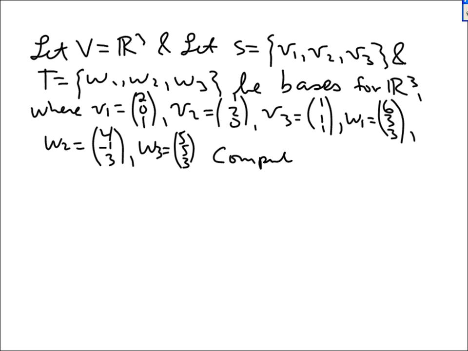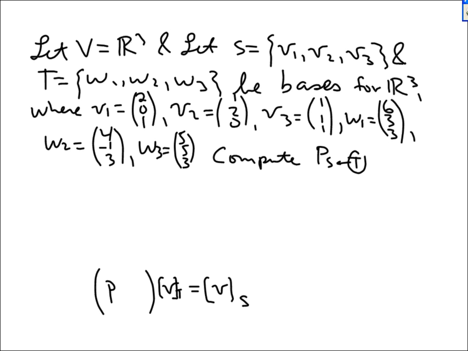Instructions are to compute the transition matrix from T to S. So basically, we want to find this matrix that when you multiply it by vector V, the coordinates of vector V with respect to T, you are going to find the coordinates for vector V with respect to S. And what goes in here is matrix P from T to S.